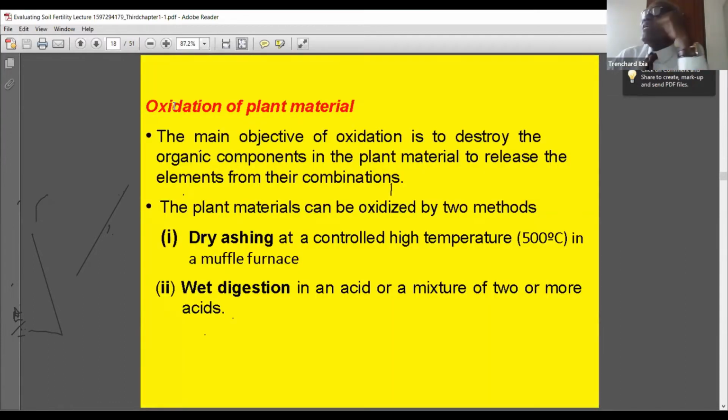Part of what we do is oxidation of plant material. The main objective of oxidation is to destroy the organic components in the plant material to release the elements from their combinations to inorganic forms. You can do this by dry ashing at a controlled temperature in a muffle furnace. You can do it by wet oxidation using an acid or a mixture of acids.